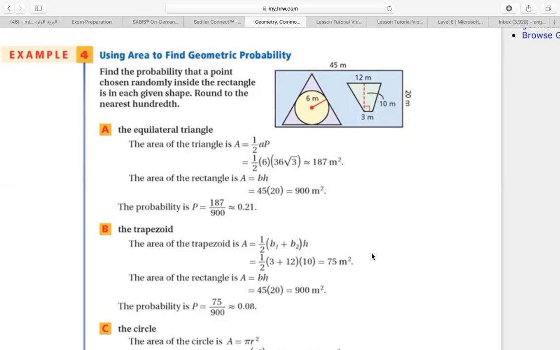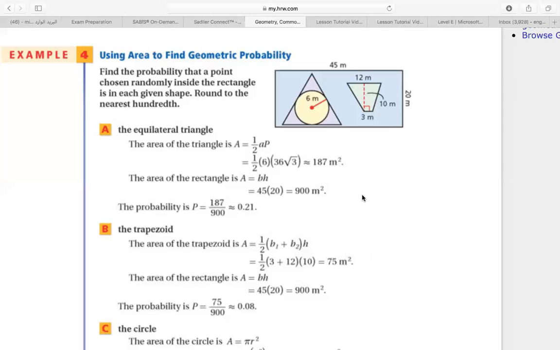Imagine yourself, you are in the class, you are Ayla, you are Tala, and you are Yara. Yara is a part of the whole class. Tala is a part of the whole class. Ayla is a part of the whole class. The whole class here is the rectangle. So I have to calculate the area of the whole rectangle here, which is 45.